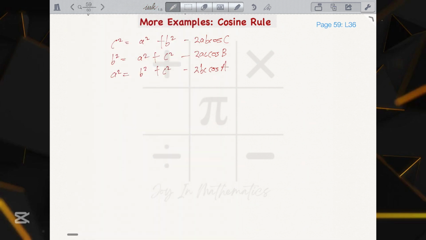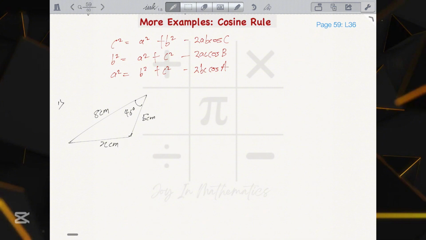Now let's take just one question to refresh our memory on the cosine law. So let's assume we have this question. Let's call it question 1. We have a triangle, say 5 centimeters, 8 centimeters, and we have this angle given as 46 degrees, and we are looking for x centimeters.